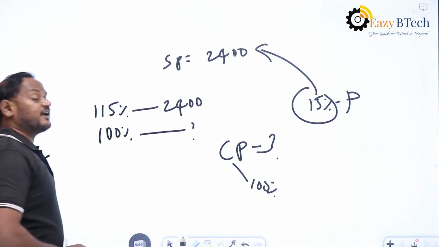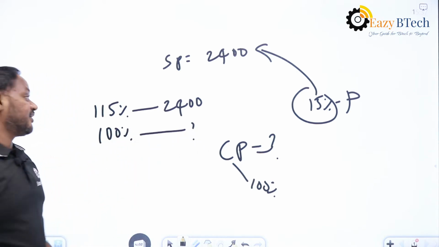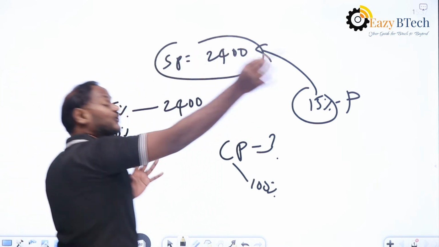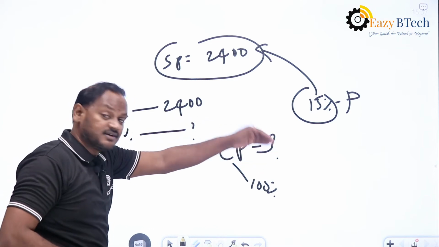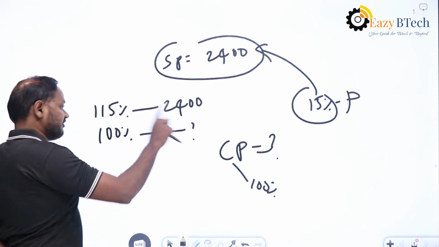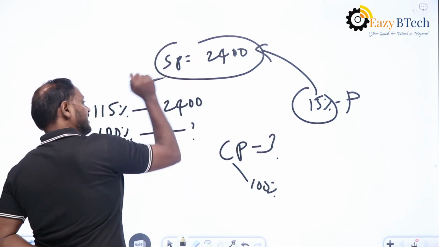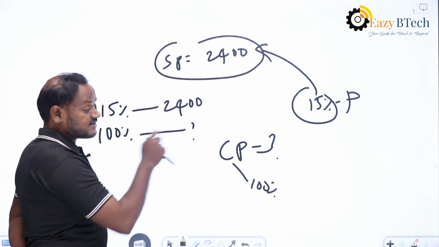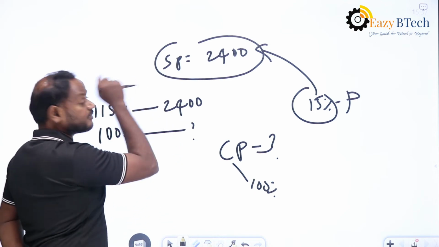So how can we decide 115% as selling price? Because it is in profit. That's why selling price can be 100 plus only. If it is loss, it will be minus. Okay, 15% profit, 2400 is the selling price value. That can be taken as 115%. If it is loss, that can be taken as an 85% value only.